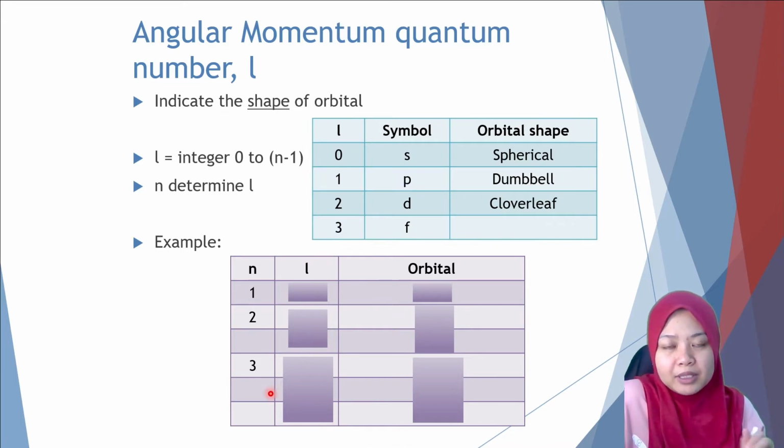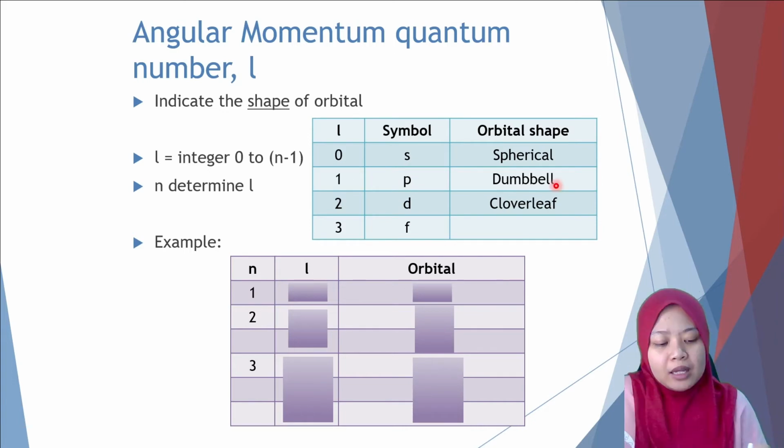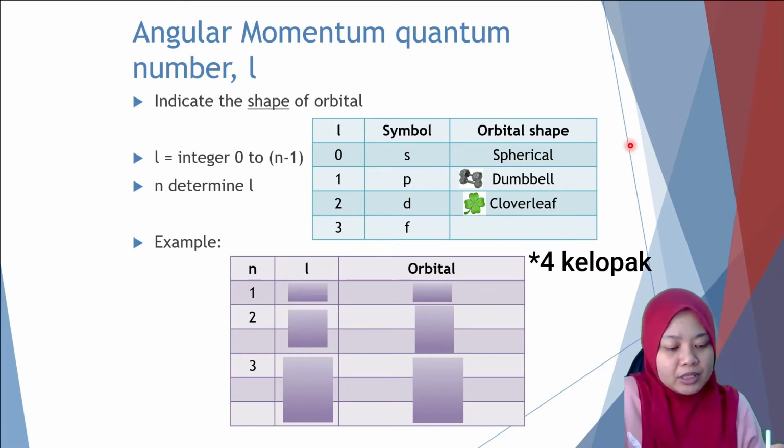Before you look at the example, this is the coding. The angular momentum number is like a code number. If l equal to 0, that means the orbital is an s orbital, and the shape of the s orbital is spherical, round. If l equal to 1, it is a p orbital, and the shape of the p orbital is dumbbell. If l equal to 2, the orbital is a d orbital with the shape clover leaf. So dumbbell is like a dumbbell, spherical is round, and clover leaf has 4 lobes.